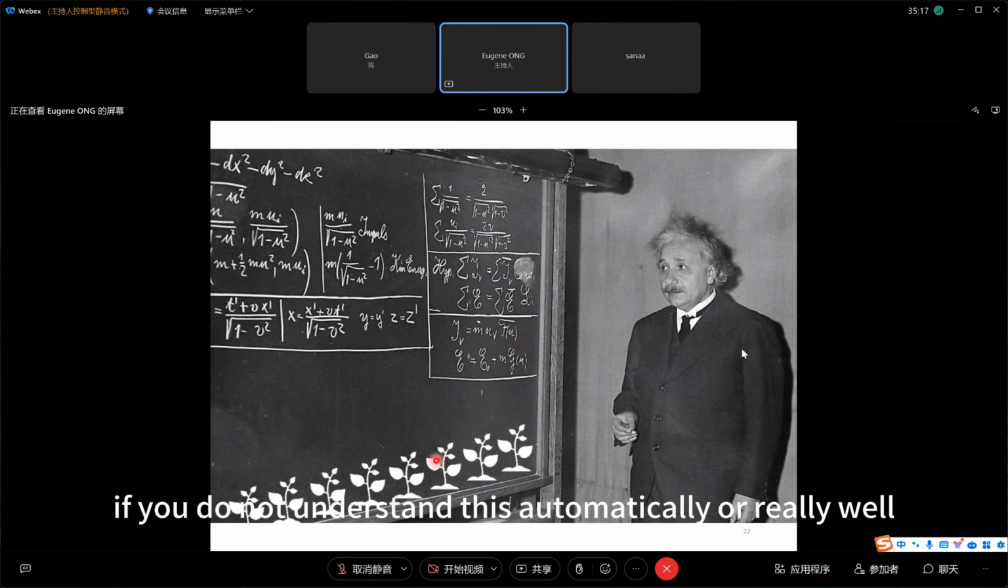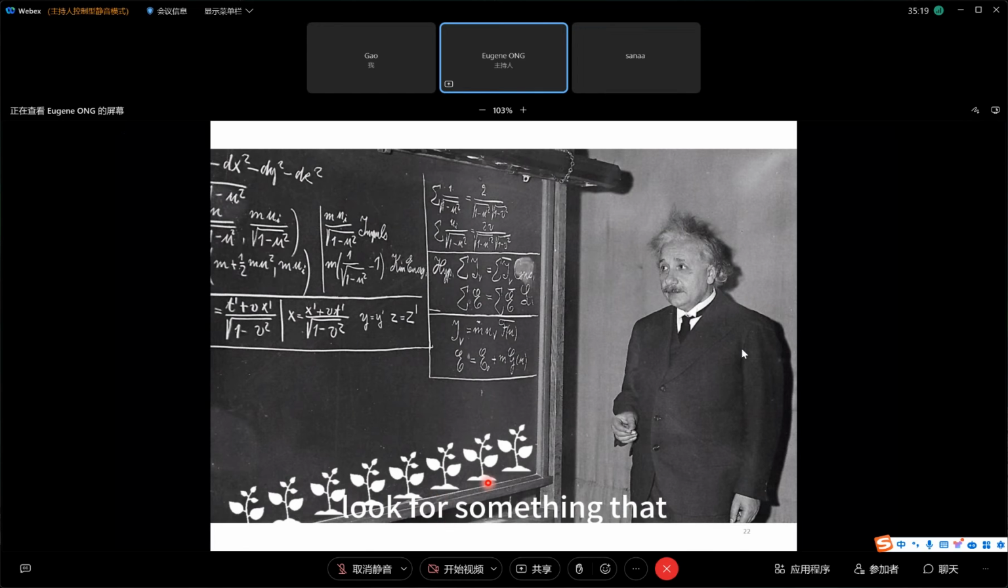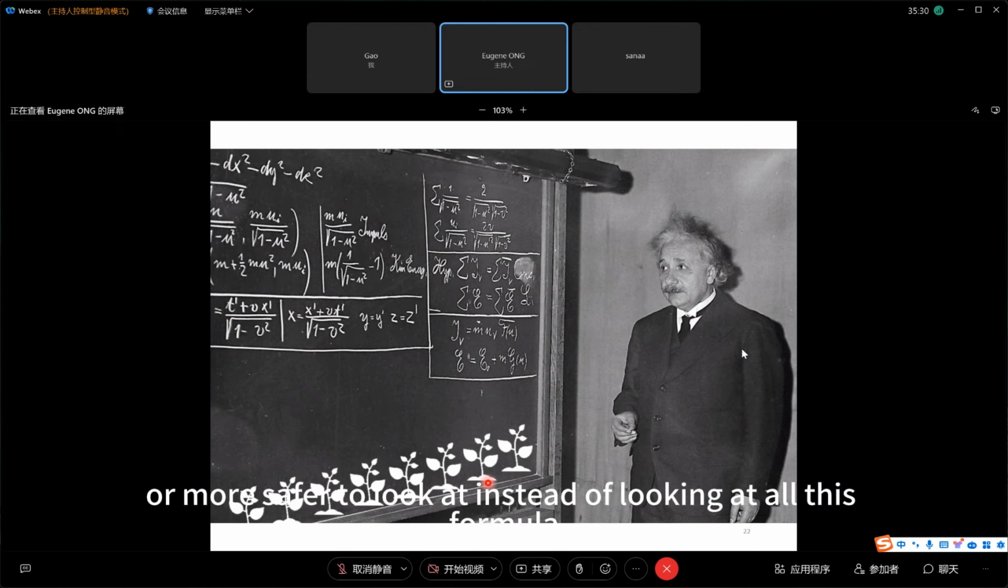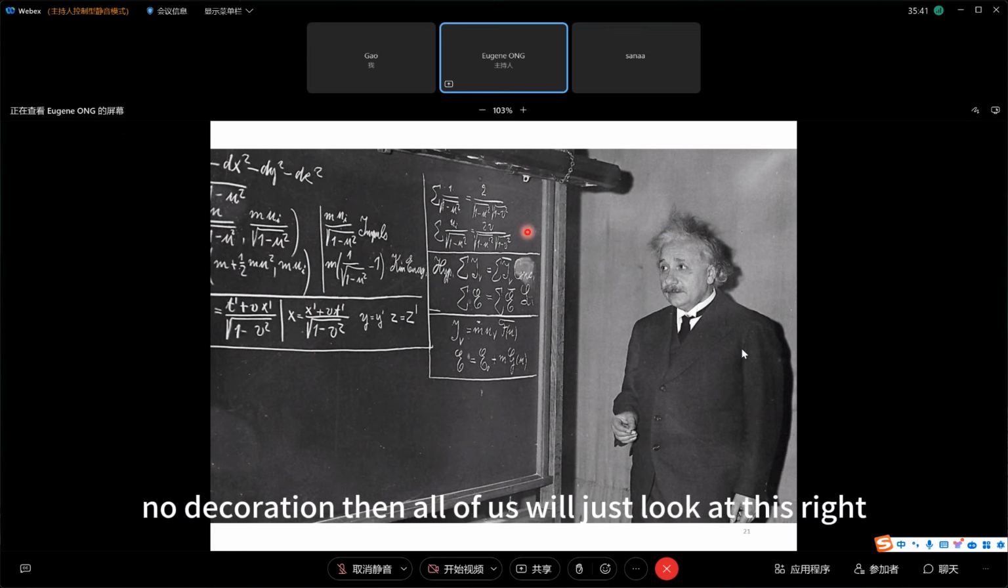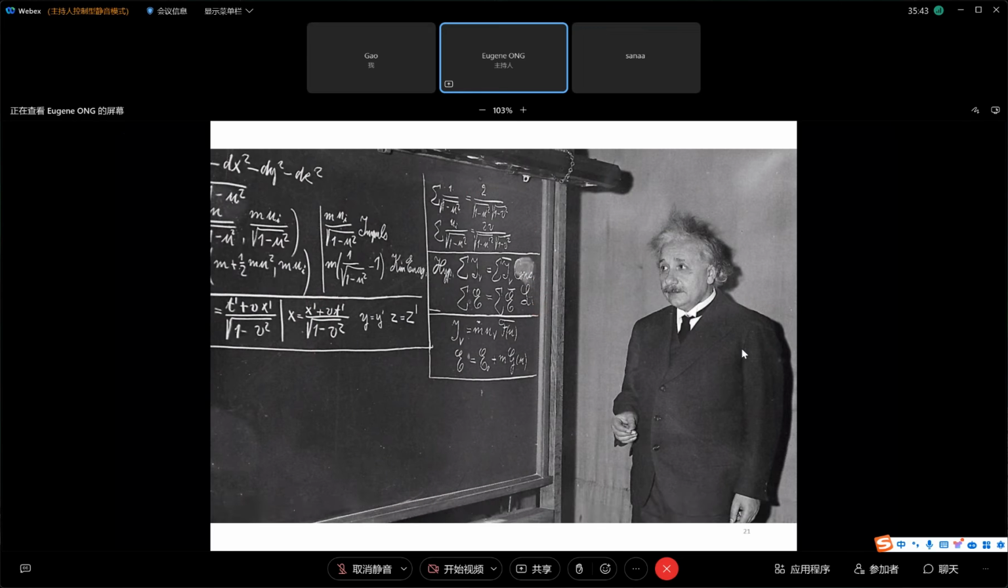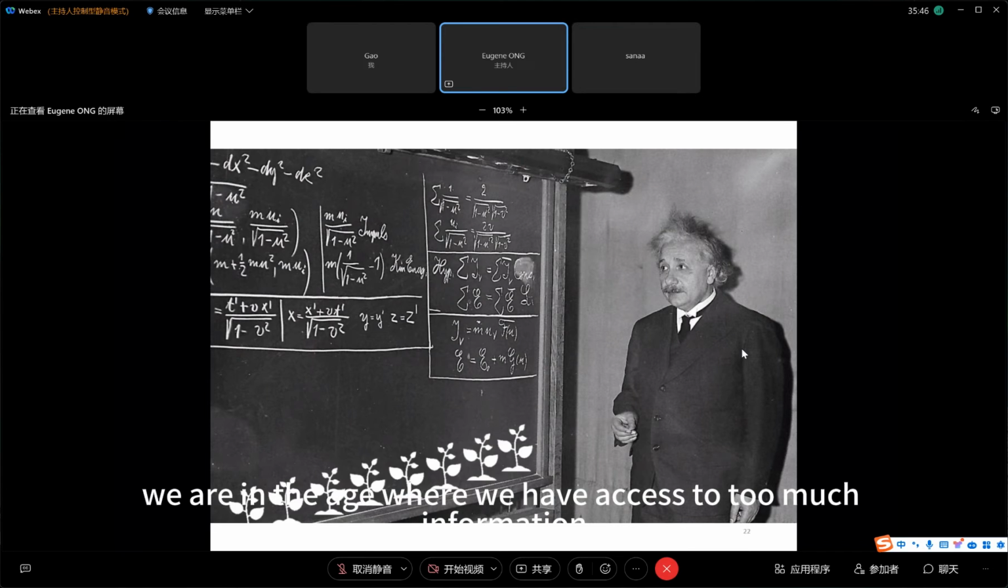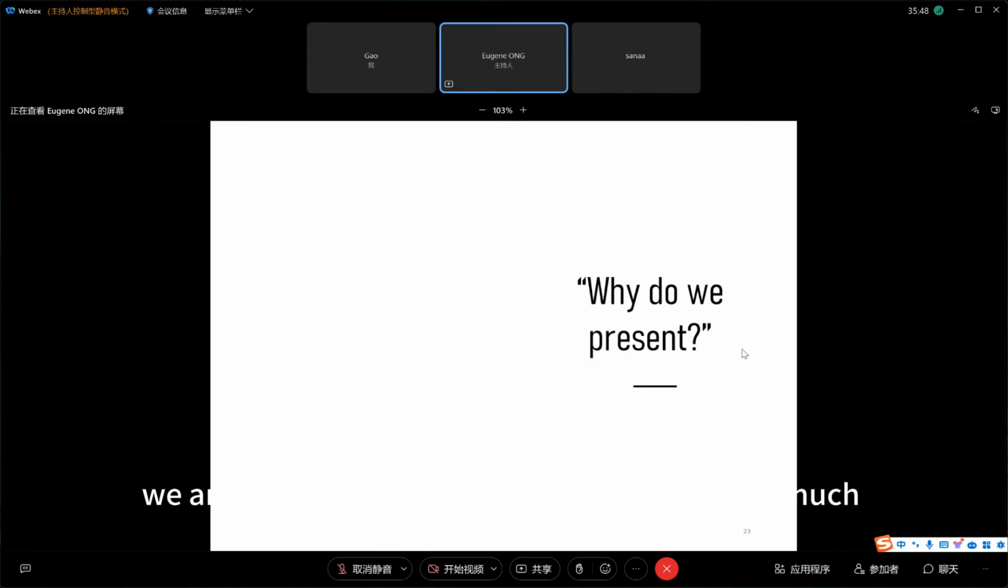if you do not understand this, automatically your brain will look for something that it can be distracted by, right? Your brain will be attracted to something that is more comfortable or safer to look at instead of looking at all these formulas. Okay, so if there is no formula, no decoration, then all of us will just look at this, right? So unfortunately, we are in the age where we have access to too much information.